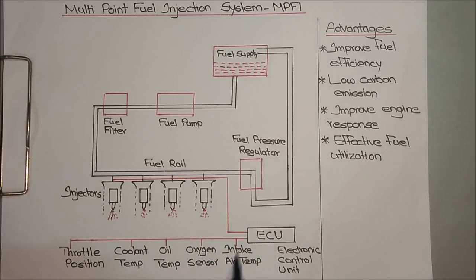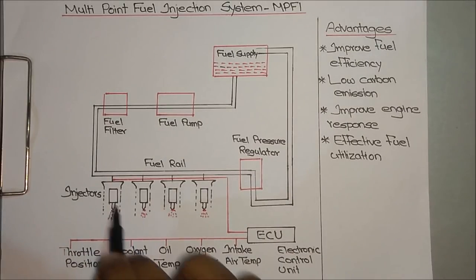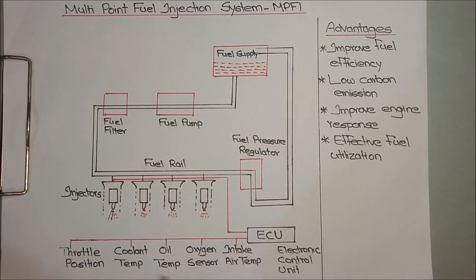Similarly, the ECU can measure the coolant temperature, oil temperature, oxygen level at the outlet of the engine, as well as the intake air temperature. According to all this information, the ECU will decide a particular amount of fuel that is injected to the engine cylinder. Each and every parameter is accounted for, and the ECU will decide how much fuel is to be injected in each and every cylinder. So that is how the MPFI, or multi-point fuel injection system, works.